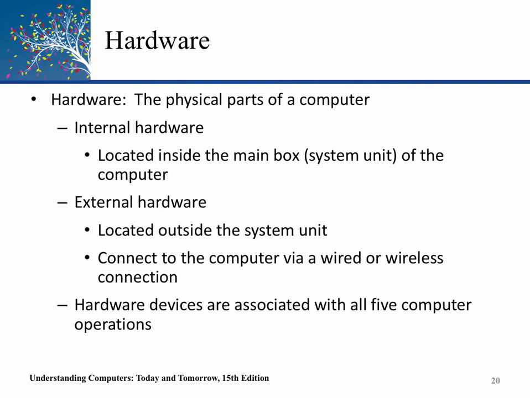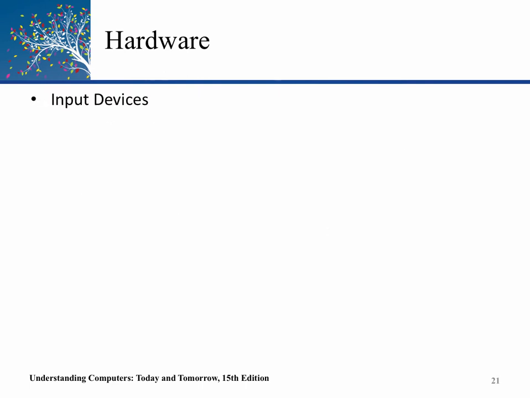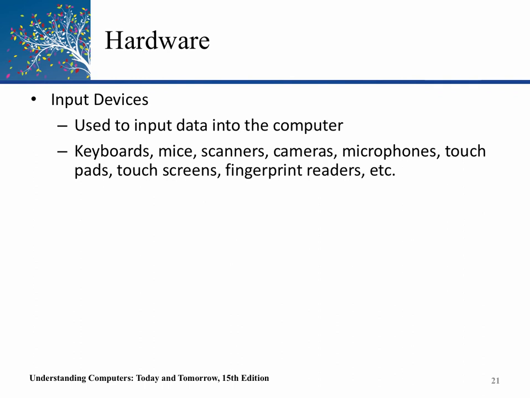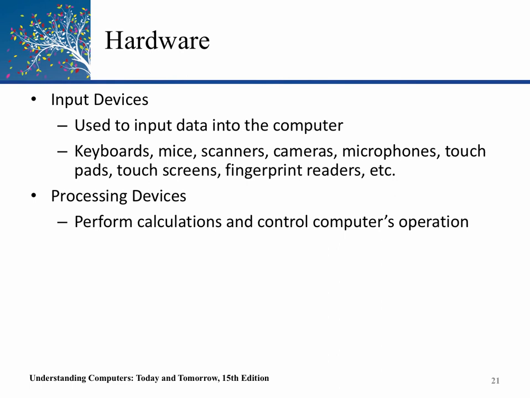So going back to the input and the processing. So let's look at input devices. What would you use to input information into a computer? Keyboards, mice, cameras, fingerprint readers. Now let's look at processing devices. They're used to perform calculations and control the computer's operation. So now these, again, they're going to be internal to the computer.